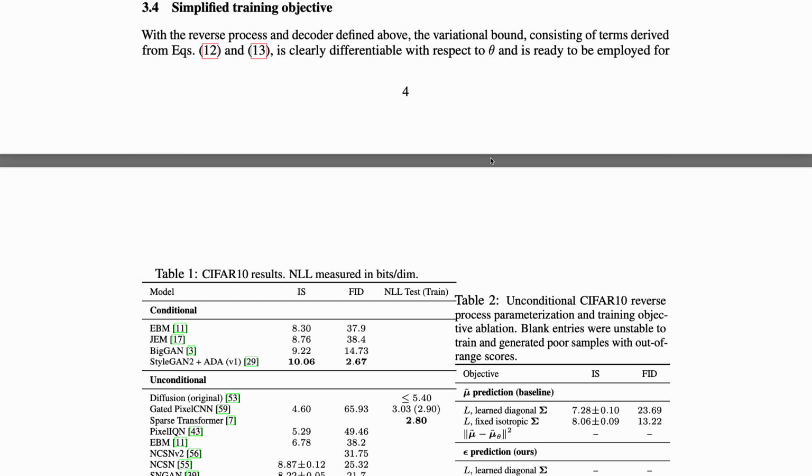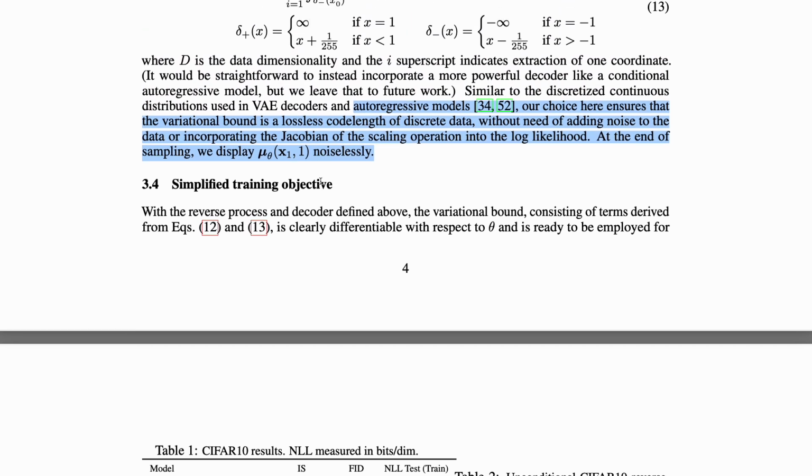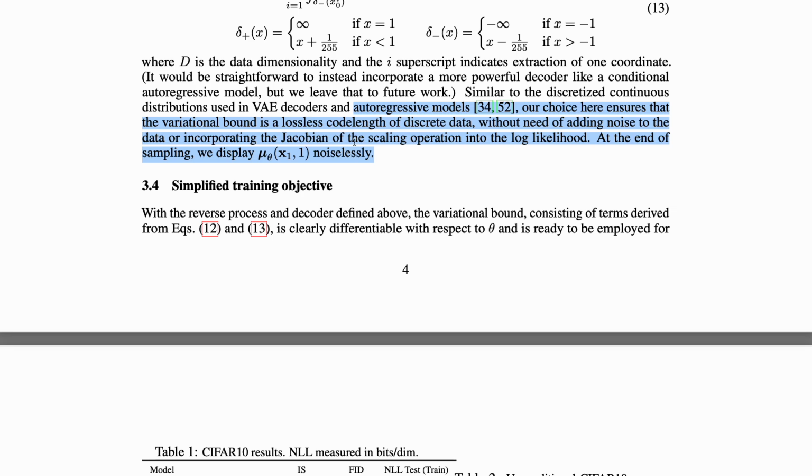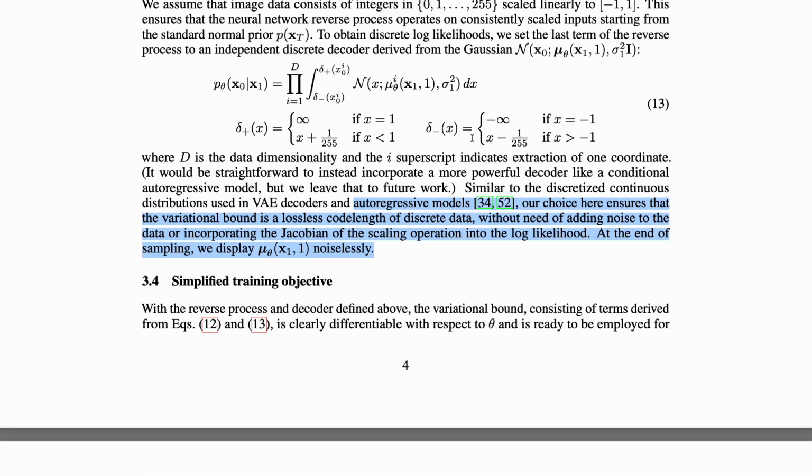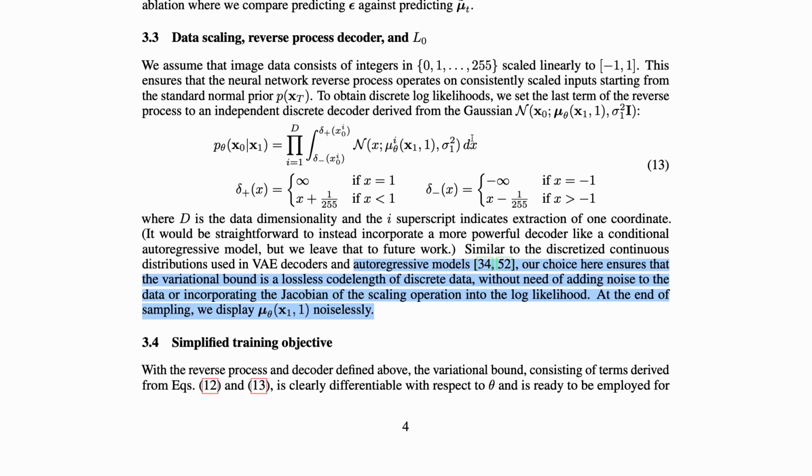So, simplified training objective. Okay, let's spend some more time here. What's happening, man? Those are data scaling, reverse process decoder, and algebra. Why is it even trying to obtain discrete log likelihood?